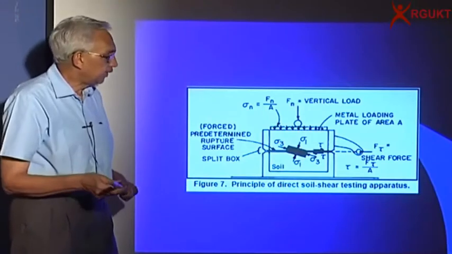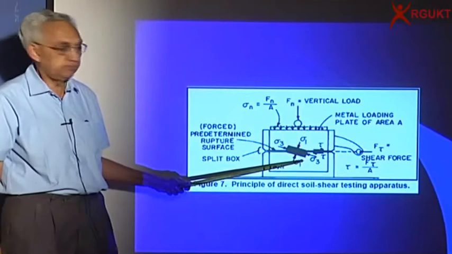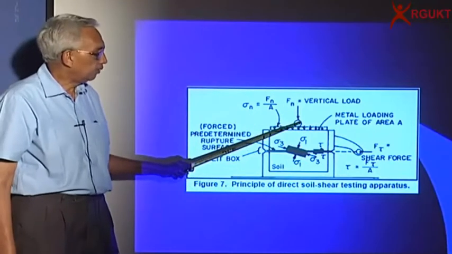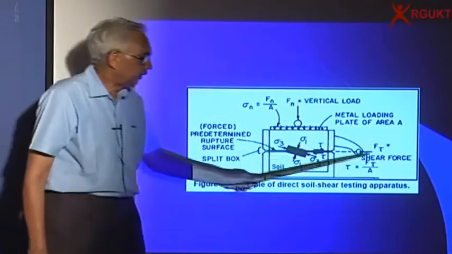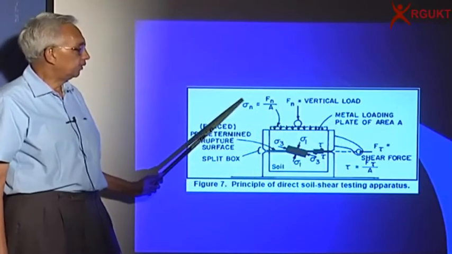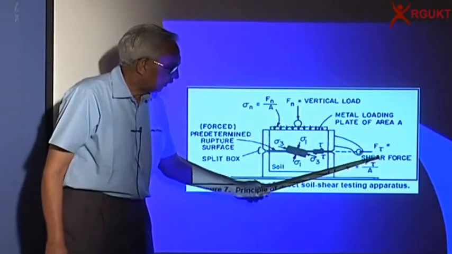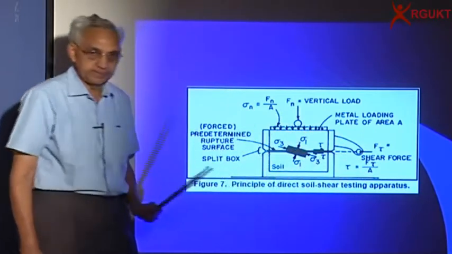Here is the mechanism for the direct shear test. You have two boxes filled with soil. You apply a normal load and you apply a shear load. So normal force divided by cross-sectional area gives me the normal stress, and if I divide the shear force by the area, I get the shear stress.